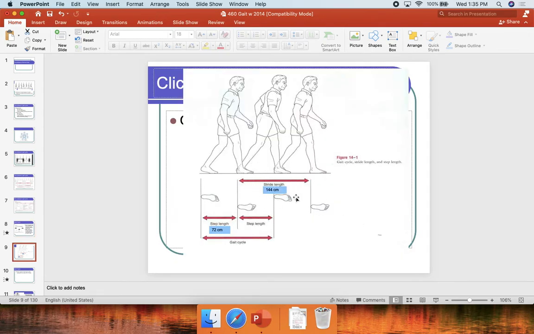This is demonstrating these stride and step lengths again. I put in some averages here of 144 centimeters for our stride length, 72 for our step length. Those are just averages, and they vary widely depending on height, depending on speed of walking, depending on pathology. But as an average, these numbers are pretty good.